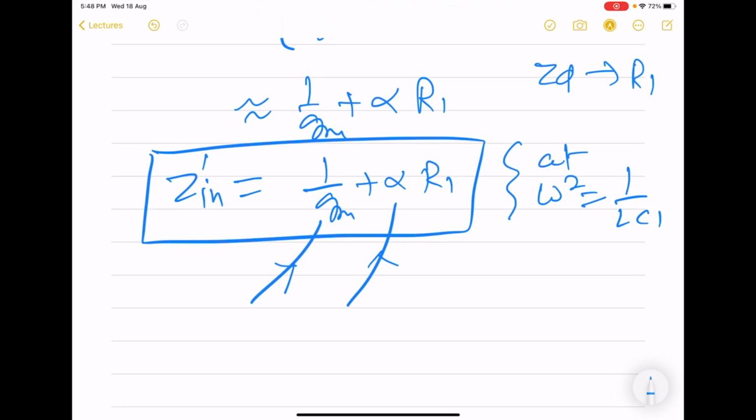Now let us try to find out what the noise factor will be. And here, because R1 is large, you can see that this alpha is less than 1, because we want Zin dash to be equal to 50, and R1 will typically be a lot more than 50. 1 by Gm is anyway a positive number, so alpha has to be less than 1, in fact significantly less than 1.